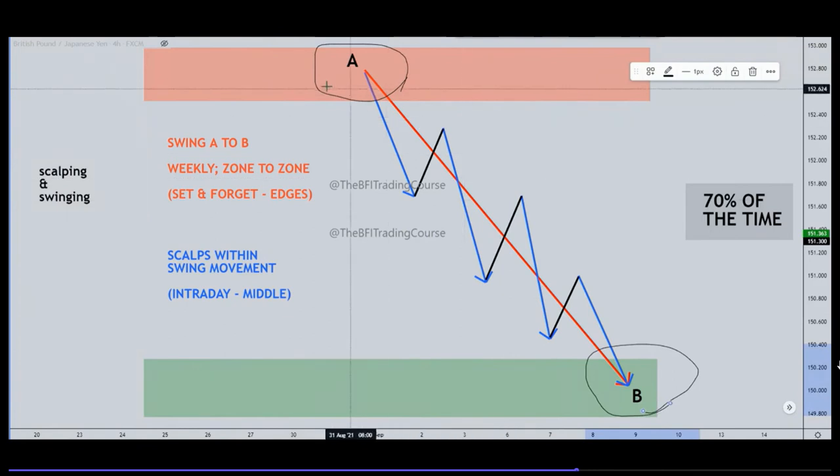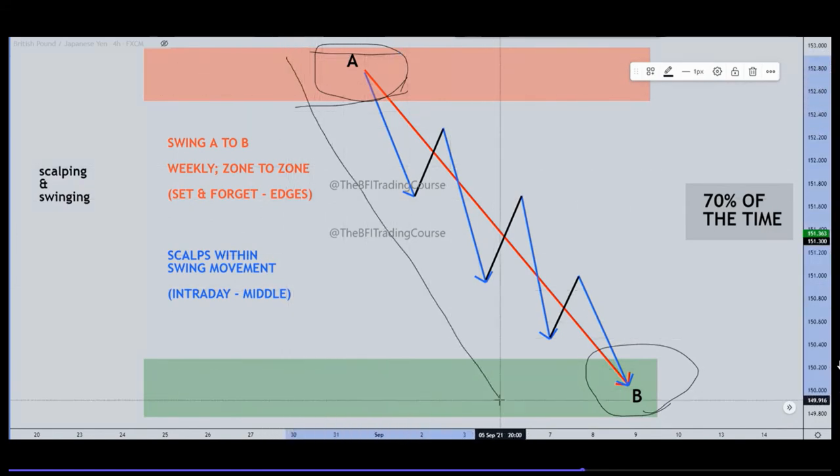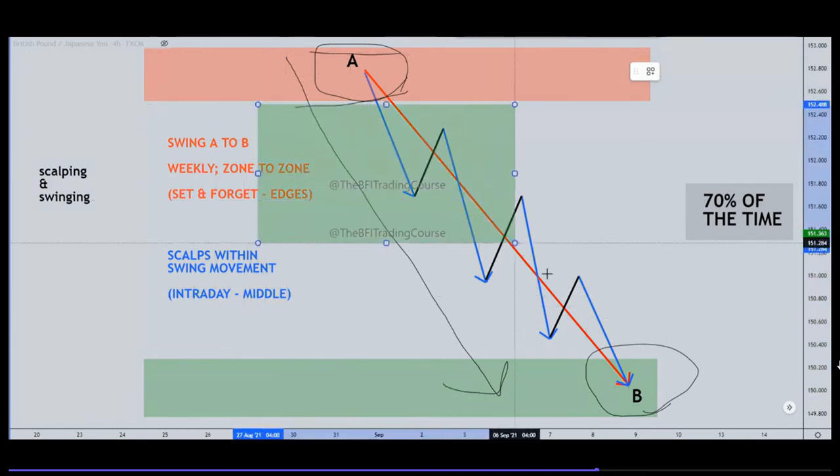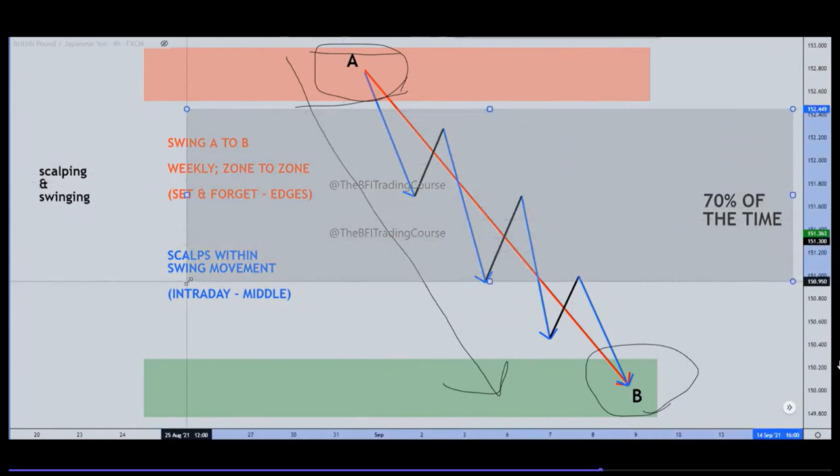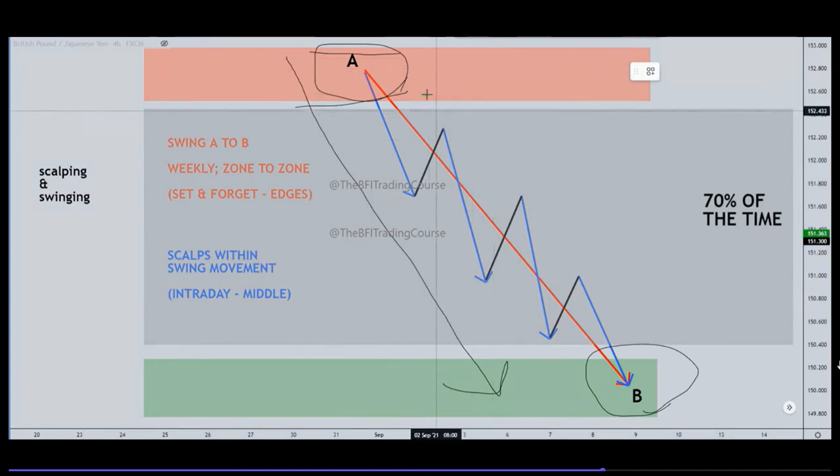Okay, but the idea is if it's a weekly zone, you can swing it from A to B, and these scalps can be considered these down moves within the larger weekly downwards movement. Scalps within the swing movement, you can consider that intraday in the middle, and most of the time it is in the middle, and it's maybe moving away or towards a zone.